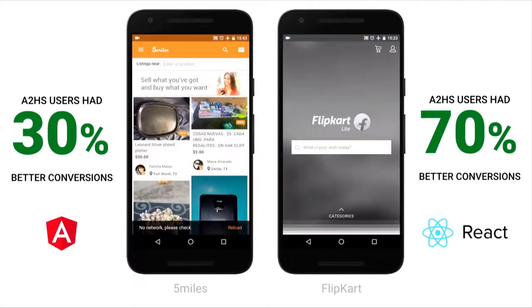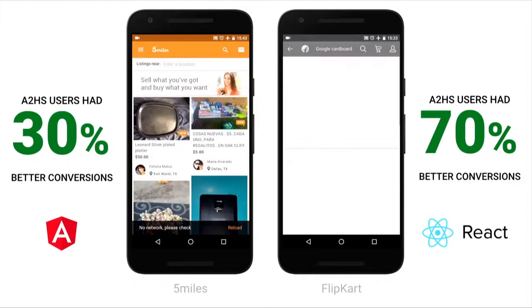Similarly, Flipkart, they saw 3 times more time on site with their progressive web app, 70% better conversion rate from their add to home screen users. That's an app built using React.